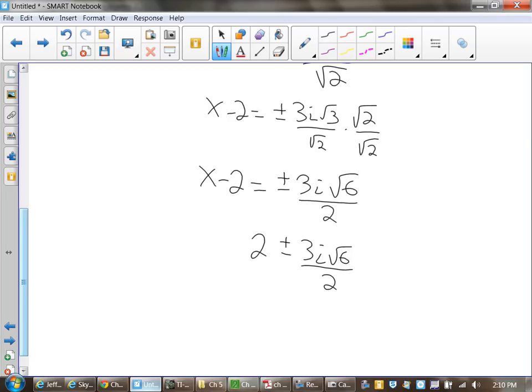Now that's not the answer the back of the book gave you. The back of the book gave it as 4 plus or minus 3i root 6, all over 2. You can leave it at that. All they did there is they got a common denominator and wrote it out as one giant fraction. These are the same.